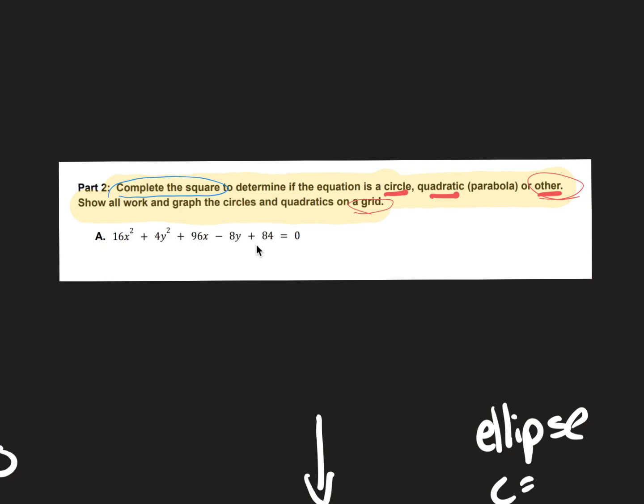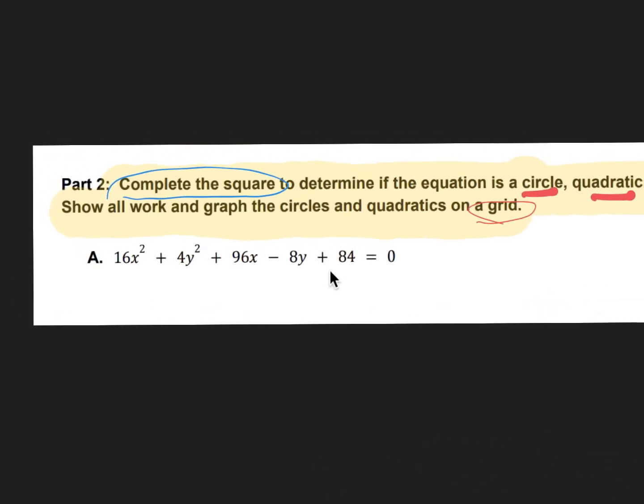So now what I want you to do is look at this problem and try to do exactly what I just did, but on this right here. You try.